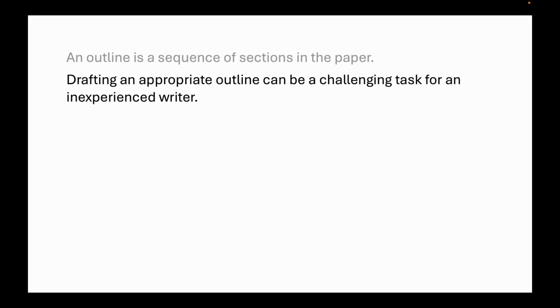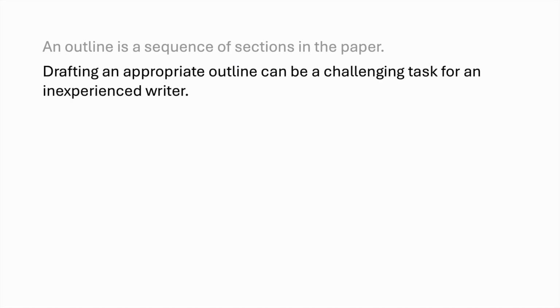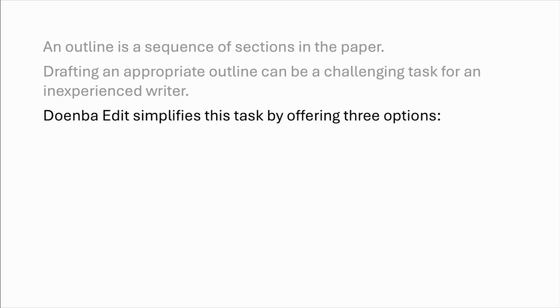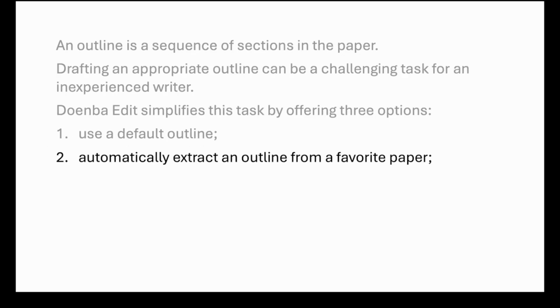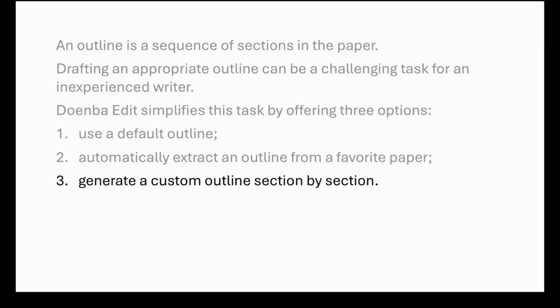Next, I'll create an outline for the paper I'm going to write. Drafting an appropriate outline can be a challenging task for an inexperienced writer. Doenba Edit simplifies this task by offering 3 options. 1. Use a default outline. 2. Automatically extract an outline from a favorite paper. And 3. Generate a custom outline section by section.